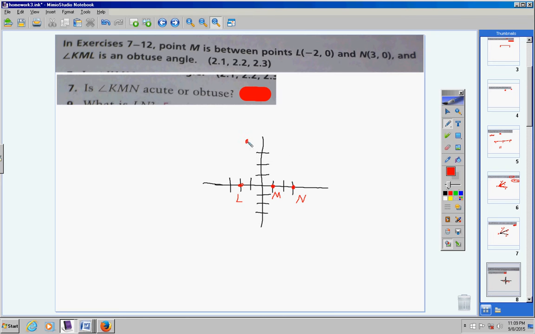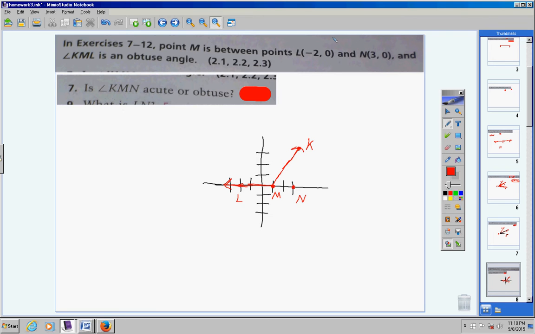Now I could put K right here. But if I do that, look at angle KML. Does that angle look obtuse to you? No, it looks smaller than 90, doesn't it? So look, they tell you KML right here is an obtuse angle. So you've got to put K somewhere over here like this. There we go. Now KML is obtuse. Is that true? Yes, it is.